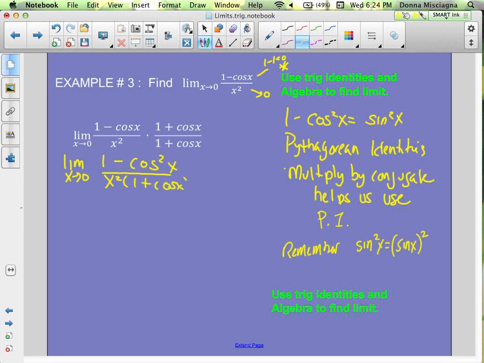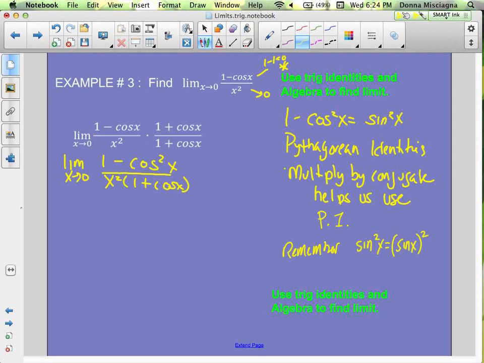We know the numerator, we're headed towards using the Pythagorean identity. That's the whole reason we multiply by the conjugate. The denominator, there's no reason to distribute. Let's just leave it like that. Maybe there's something we can cancel out, or do something better with it. There's no canceling right now.